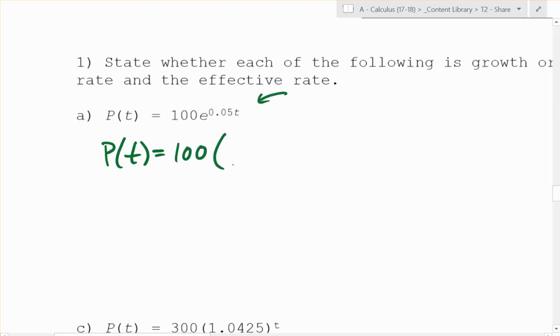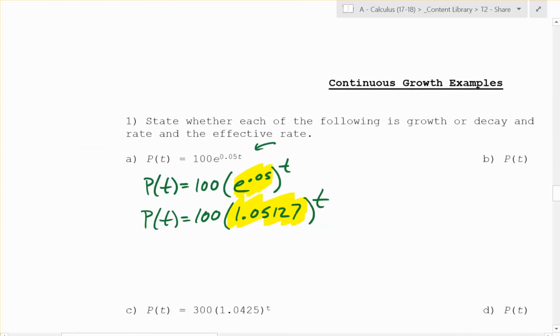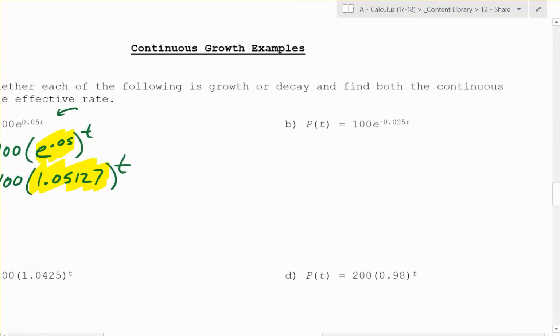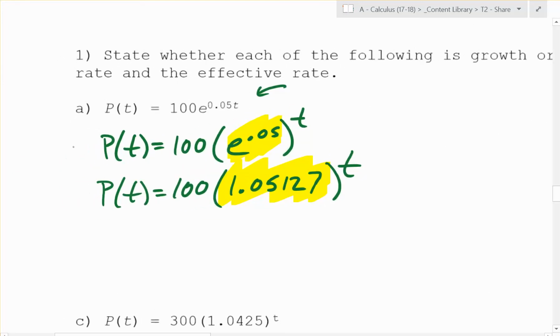But one way you could rewrite it is e to the 0.05, to the t power. Now, e to the 0.05 is 1.05127. These are the same. So this question asks, state whether each of the following is growth or decay and find both the continuous rate and the effective rate. Well, we've translated it into our original exponential growth form, and this right here is greater than 1, so this is definitely growth.